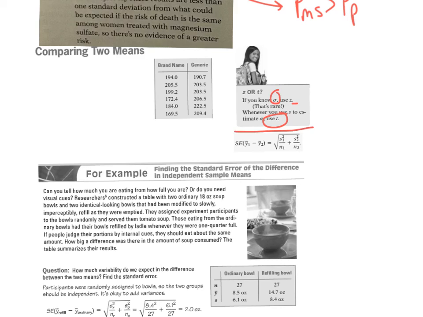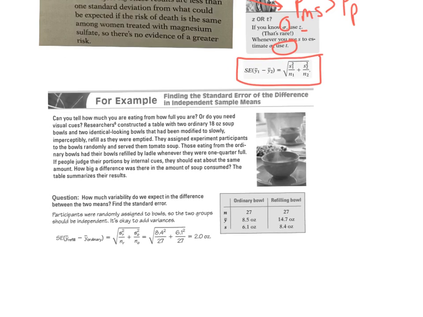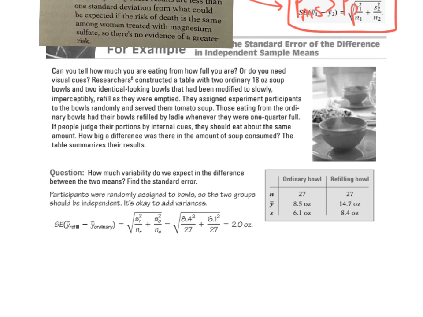Just a reminder that your standard error is basically the same thing for this. So again, it's going to be the standard deviation of the first one squared divided by the sample size, plus the standard deviation of the second squared divided by its n value, and then square root your whole answer. So this is just one example of the difference with means. I just wanted you to see how to plug in the values.